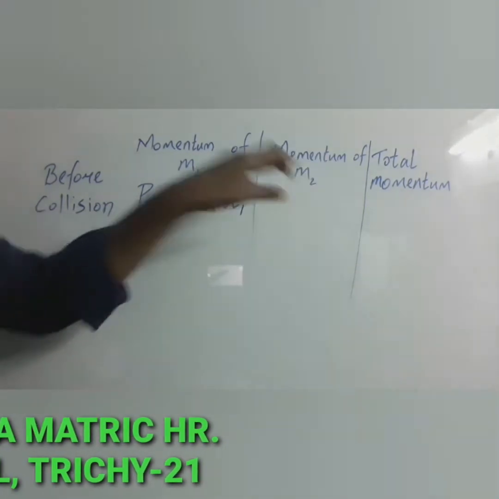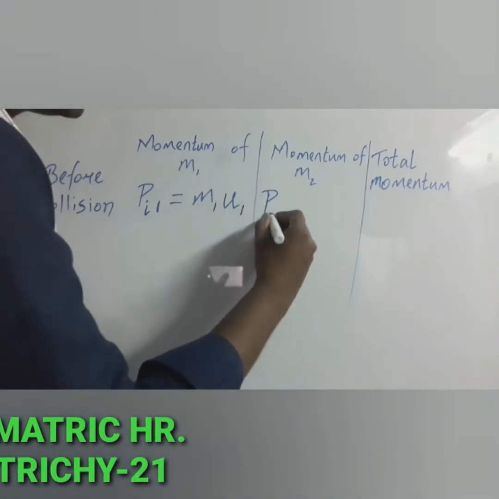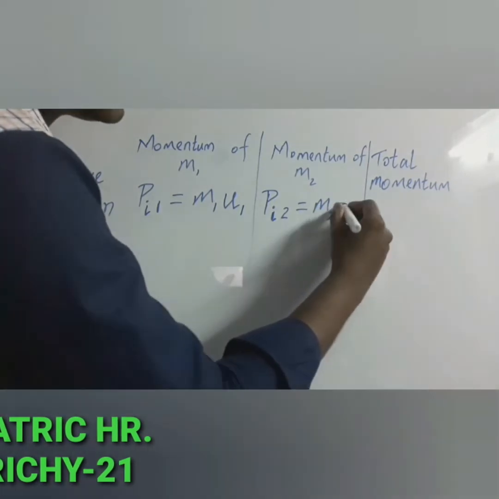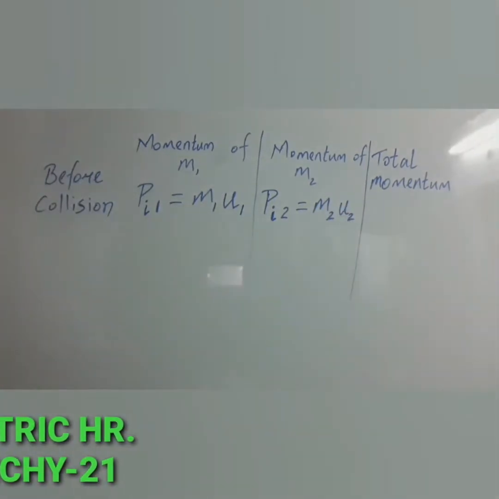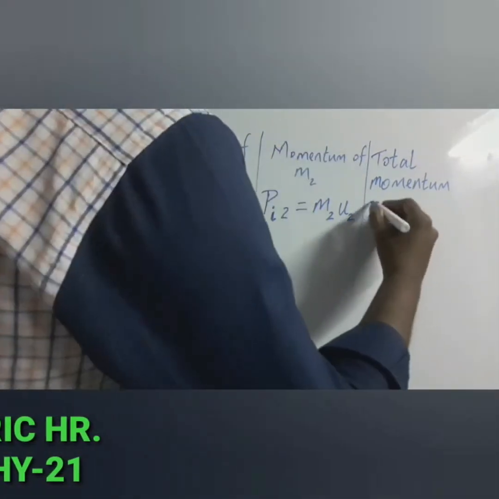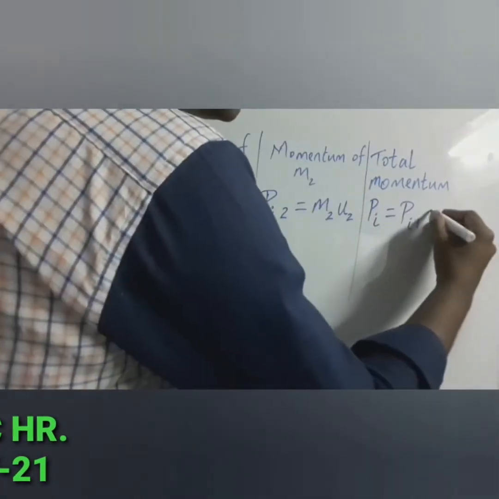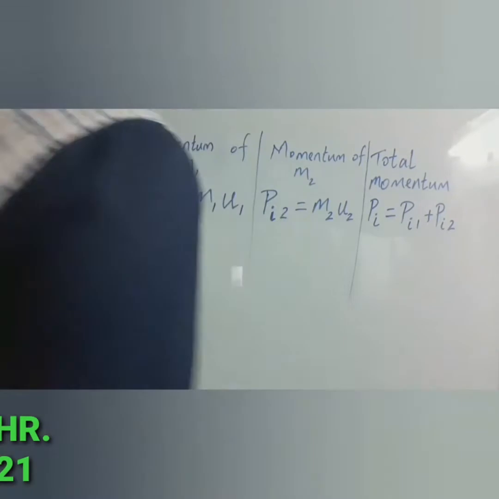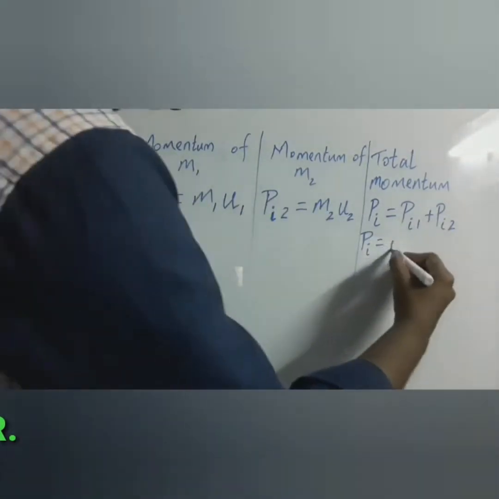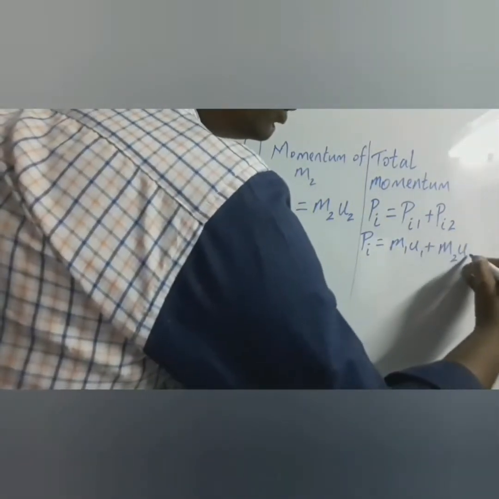Likewise, write the momentum of the mass m2 before collision. Same thing, the initial momentum of the second object is equal to the product of mass and the initial velocity, m2 u2. Then easily we can find the total initial momentum. Total initial momentum Pi is equal to the addition of the two momentums, initial momentum of the first object plus initial momentum of the second object. Substitute the values: Pi is equal to m1 u1 plus m2 u2.